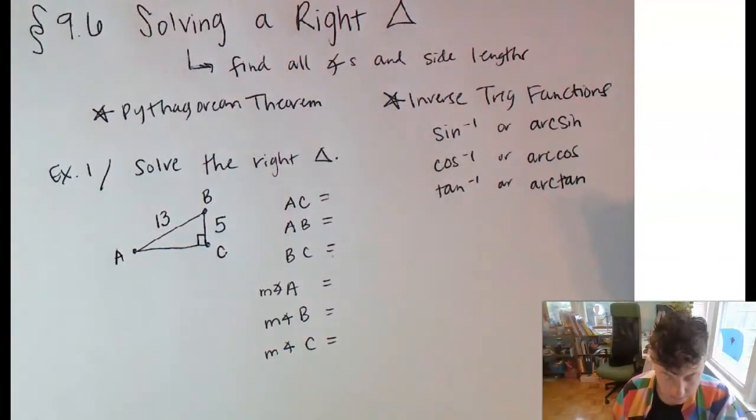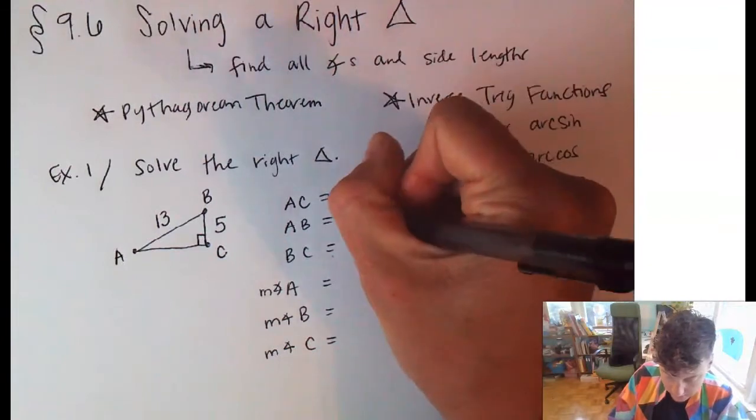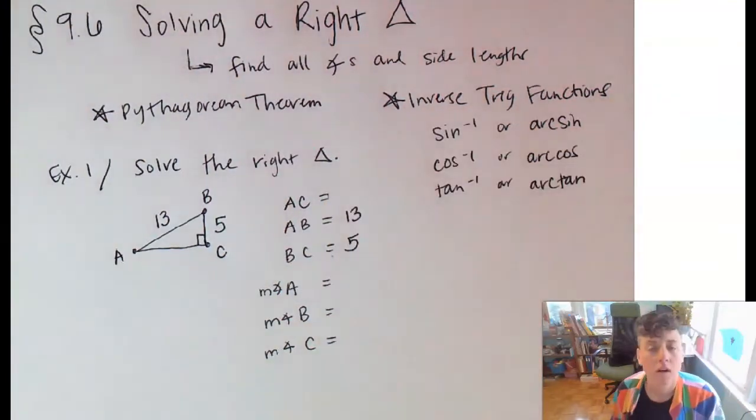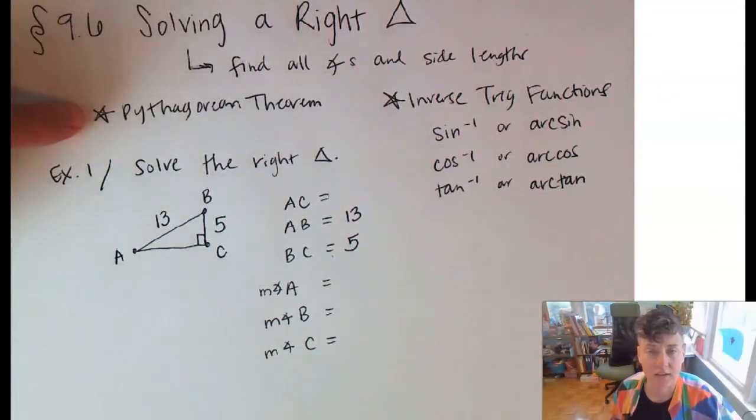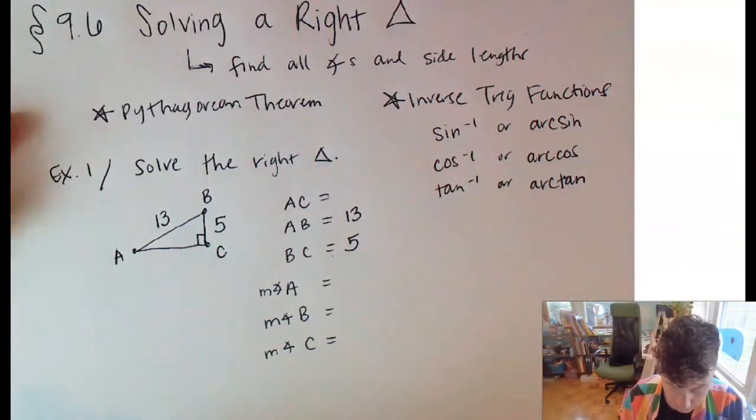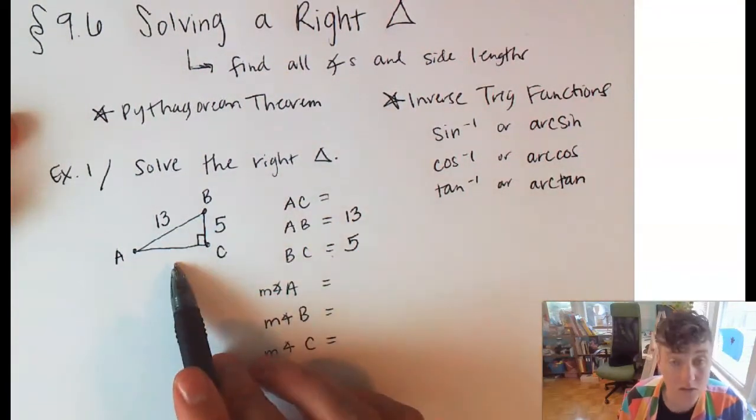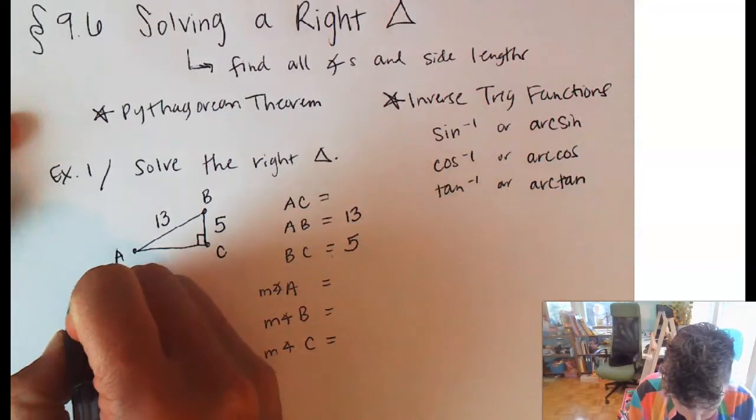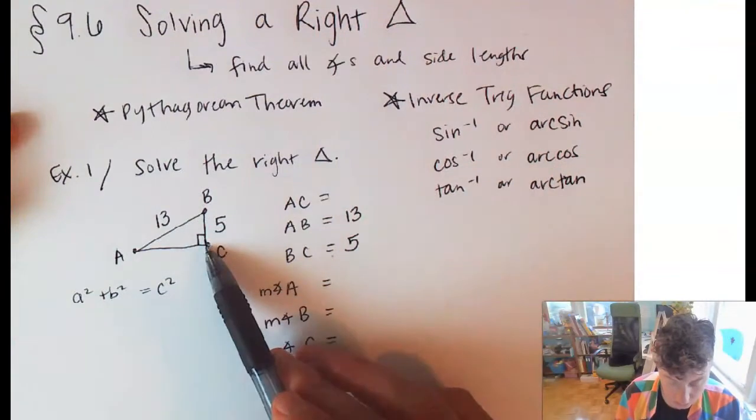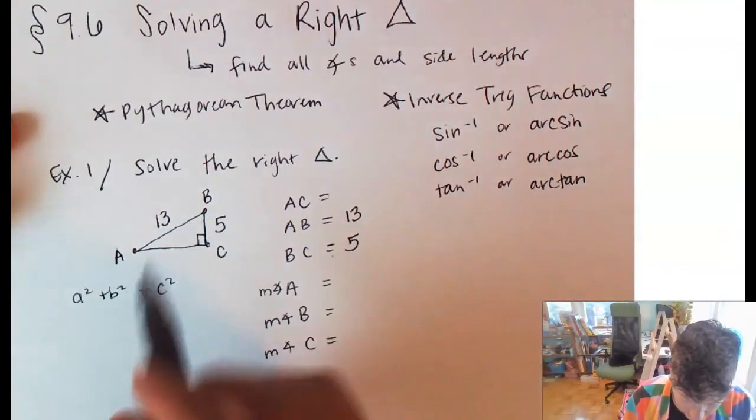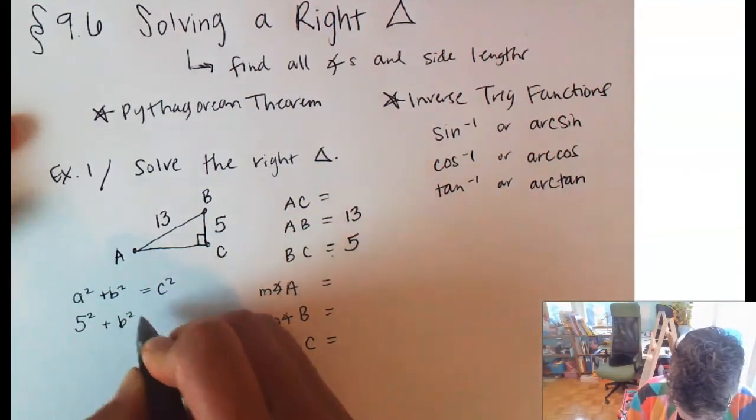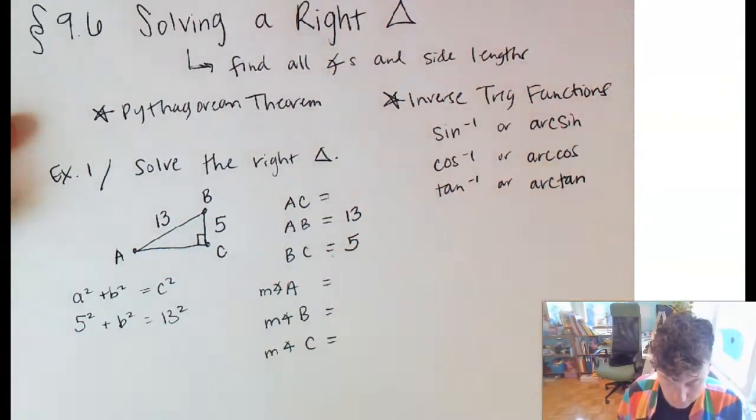So we already know a couple of these things. We already know that AB is 13. We already know that BC is 5. We can use our Pythagorean theorem to figure out the third side. Pythagorean theorem says a squared plus b squared equals c squared. We know our c is across from our right angle, so that's 13. So we'll say 5 squared plus b squared is 13 squared.